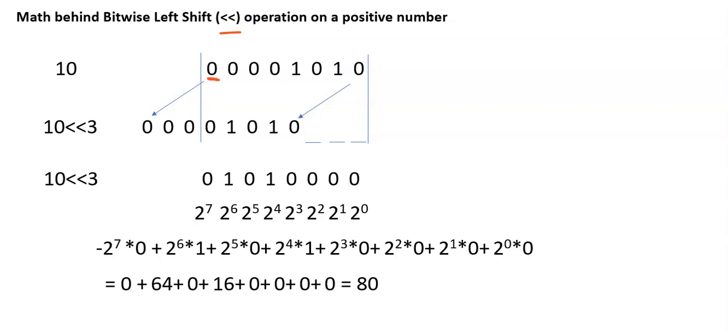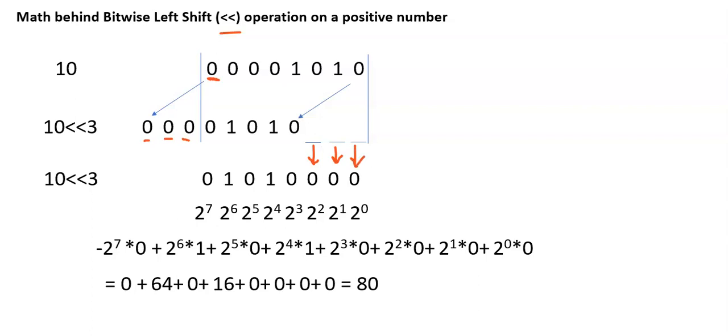That means the entire bit values are shifted 3 positions to the left hand side. Now observe here, they are shifted 3 positions to the left hand side. Now what happens here? Whenever they are shifted to the left hand side, there are 3 empty places on the right hand side. These 3 empty places are filled with zeros. The right hand side empty places are filled with zeros.